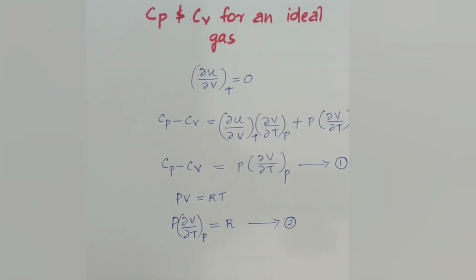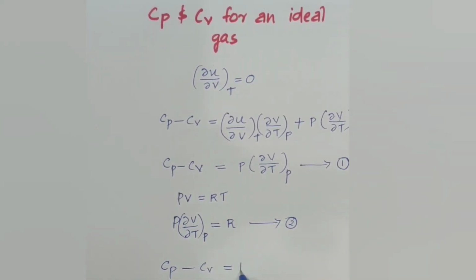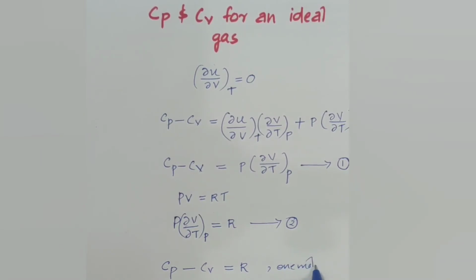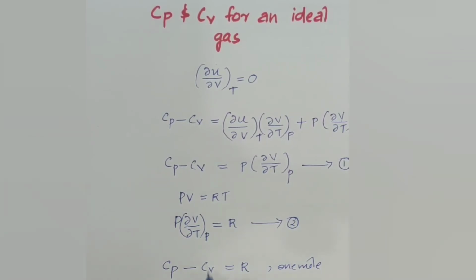From 1 and 2 we have Cp minus Cv is equal to R. This is for 1 mole of an ideal gas. For n moles of an ideal gas, we have Cp minus Cv is equal to nR. These two equations are very important in thermodynamics.